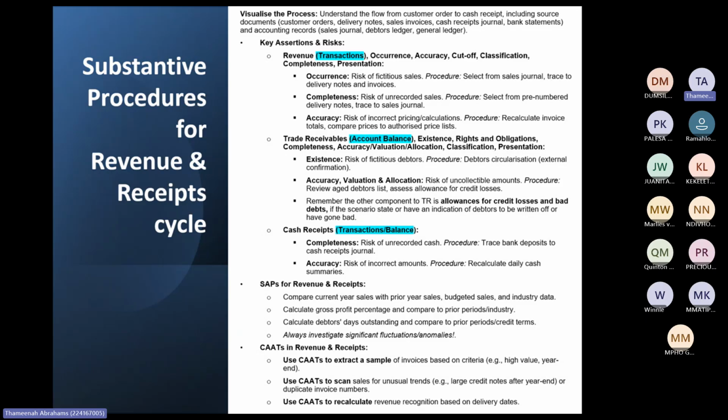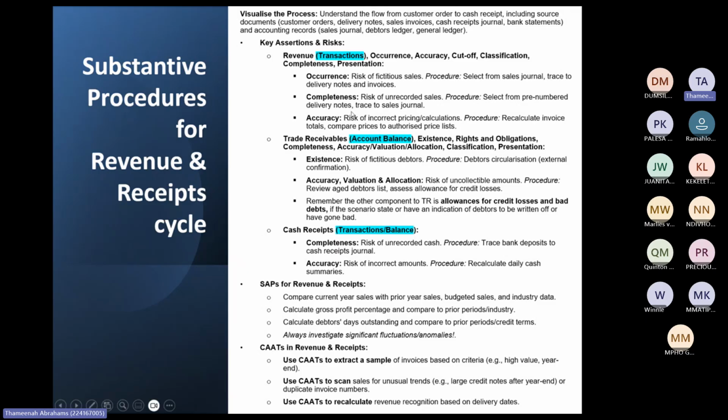Okay. So remember, this is where direction comes from. Because what is the direction? We said the direction would be from the accounting records to the source. So you select it from the sales journal and you trace it to a delivery note and an invoice. That's to make sure that whatever's recorded in your financial records has the supporting documents for it.